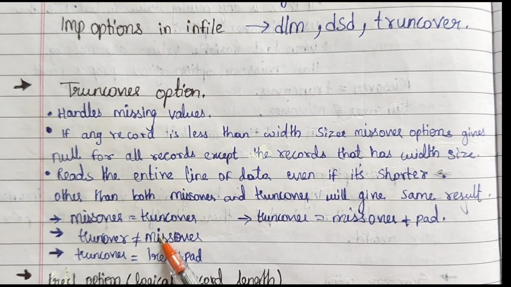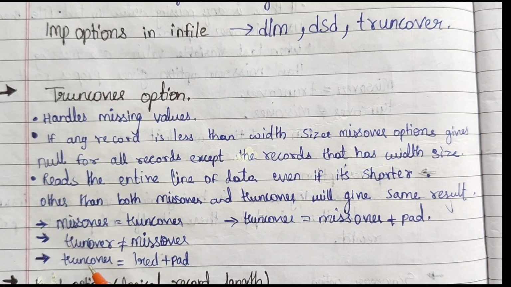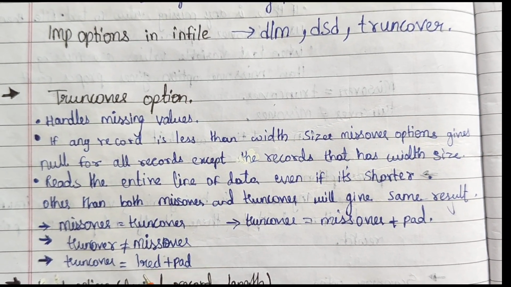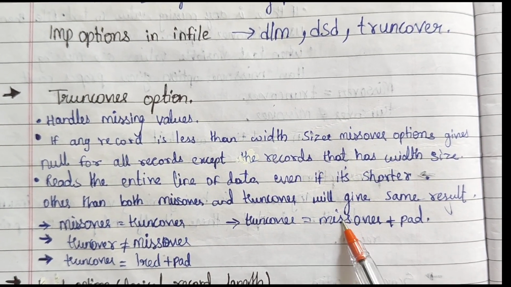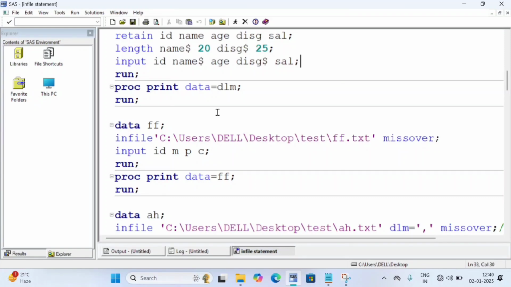I'll explain it practically, then you will understand it. Truncover is equal to missover plus two other options, the LRECL option and the pad option. So in this session we'll talk about the Truncover option. The Truncover option is very useful.